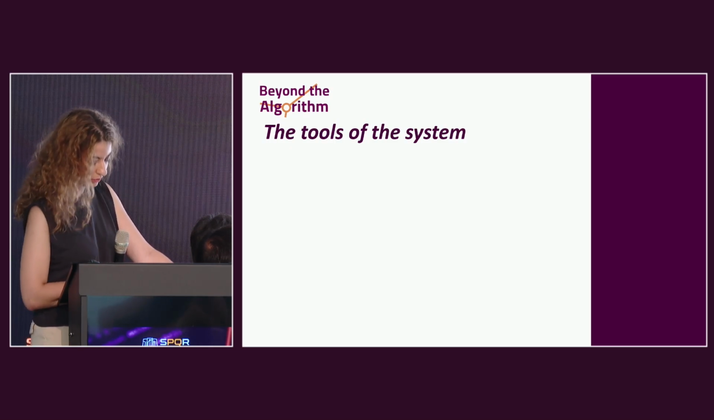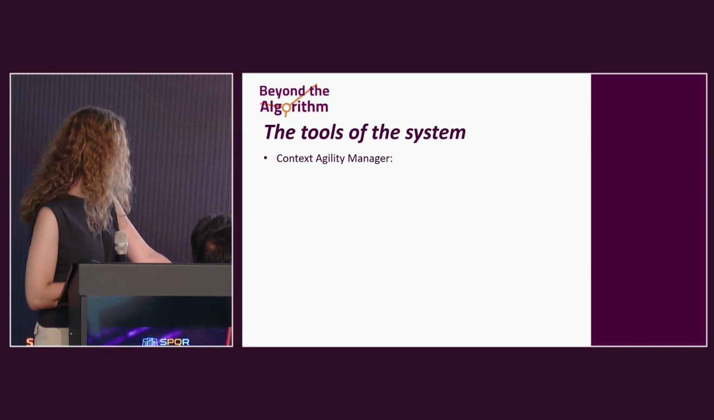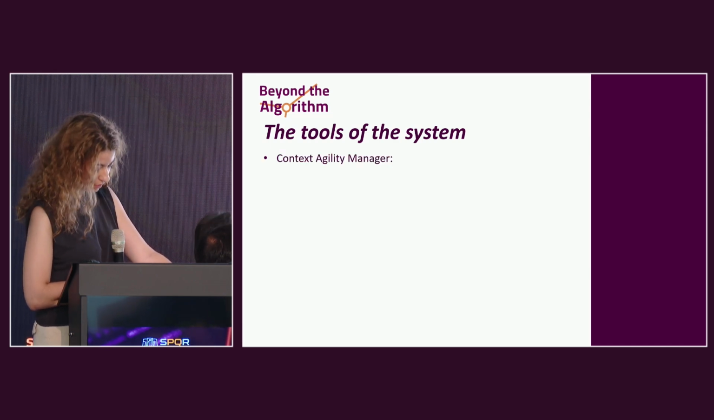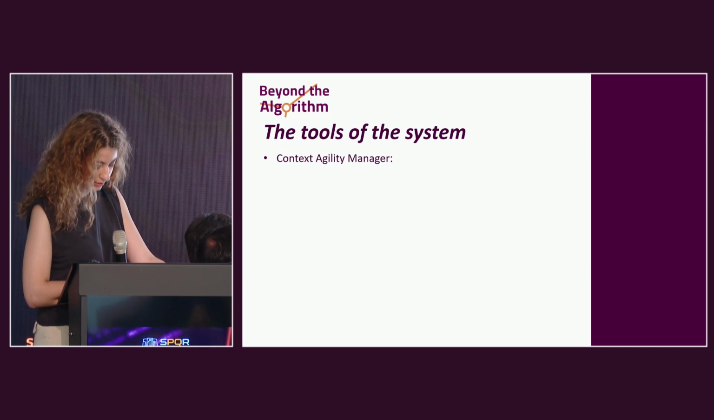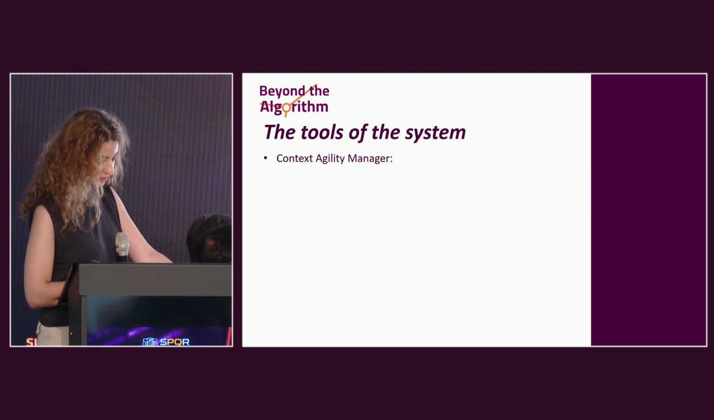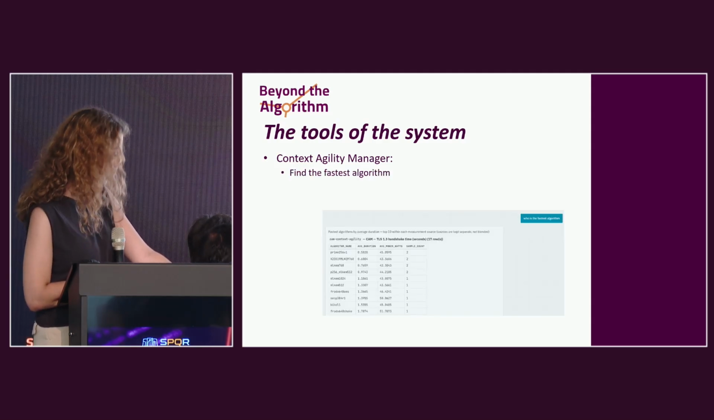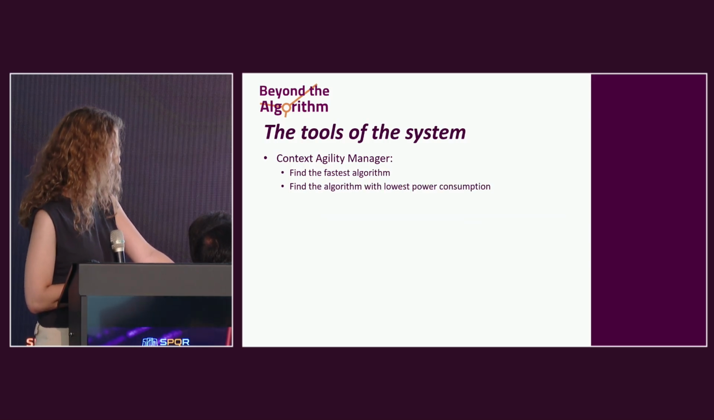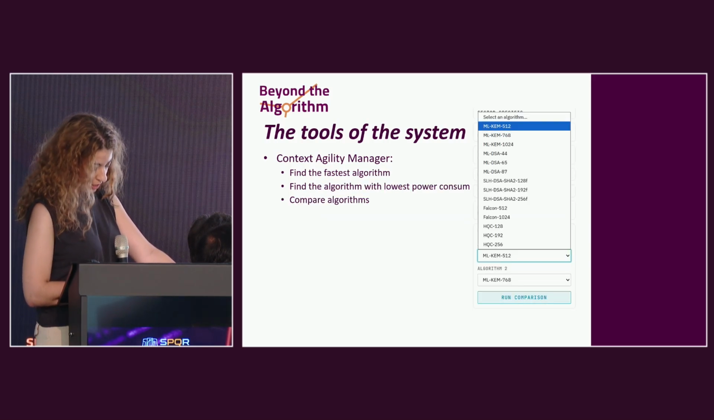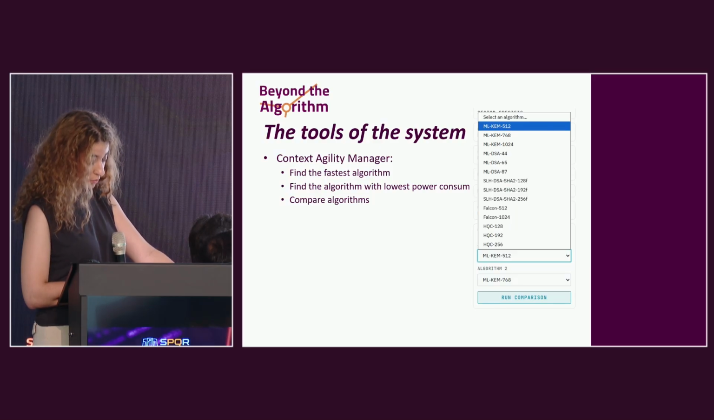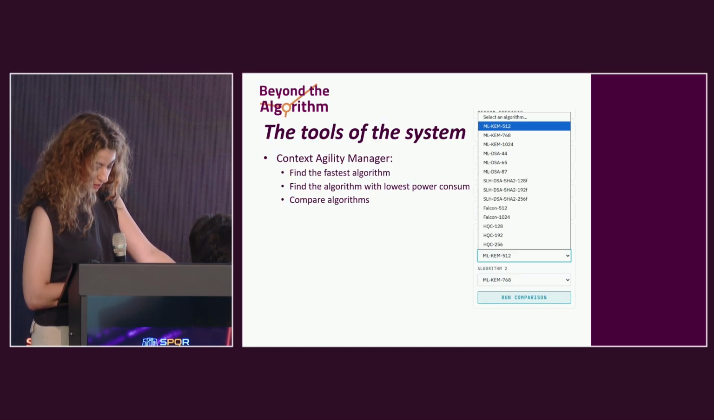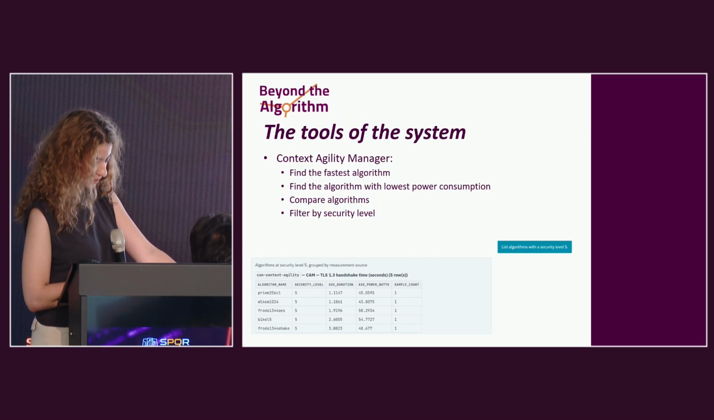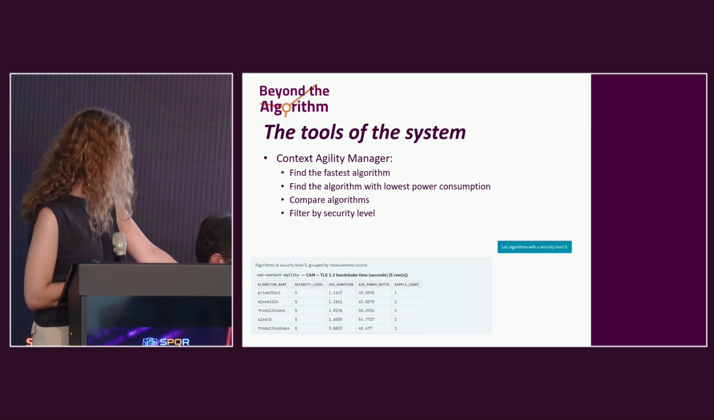Now let's see some of the tools that are available in our system. By using the Context Agility Manager, the system can answer questions such as which algorithm is faster, which algorithm has the lowest power consumption, how two algorithms compare against each other, and which algorithms satisfy a specific NIST security level.